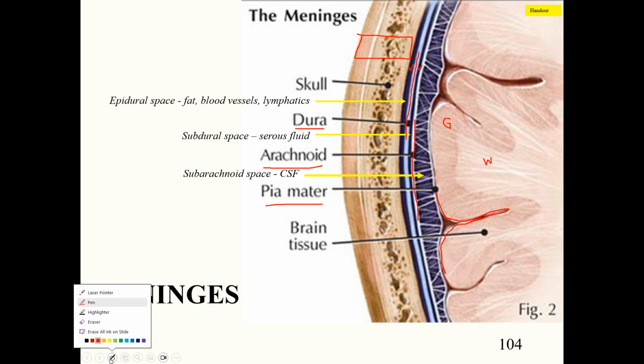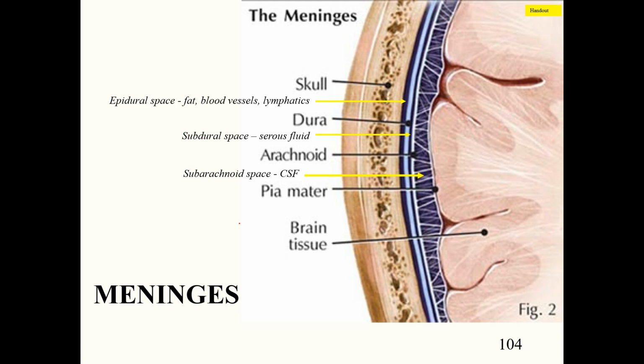So now let's take a look at the spaces. Looking at the dura mater, which is this lighter blue line right here, the space between the skull and the dura mater is the epidural space, which is this area right in through here. If you think about the word epi, it means on top of, so this is the space above the dura, right? And you're going to have a lot of fat, blood vessels, and lymphatics there. Now, below the dura is the subdural space, so it's going to be this area right in here. The subdural space is going to be filled with serous fluid.